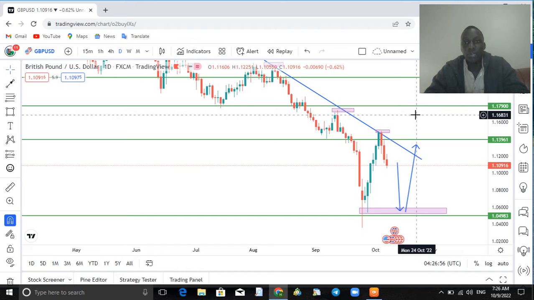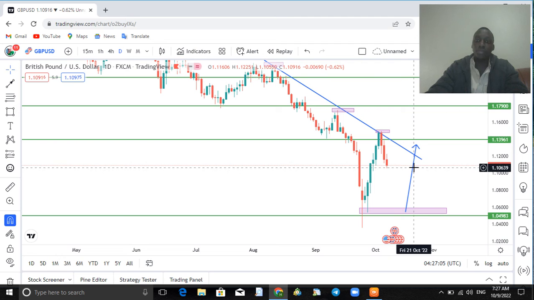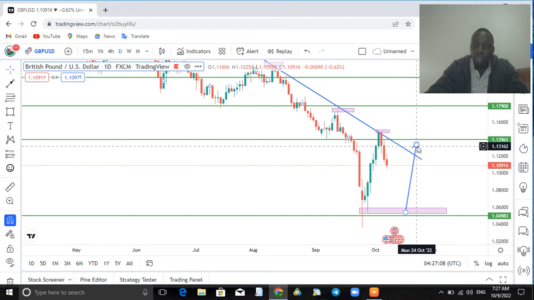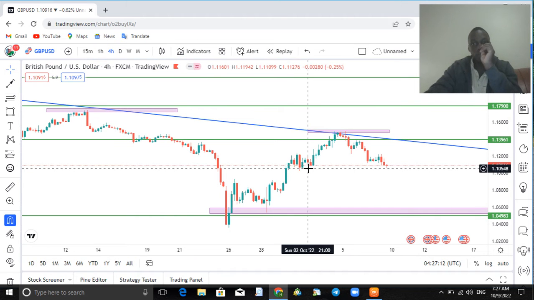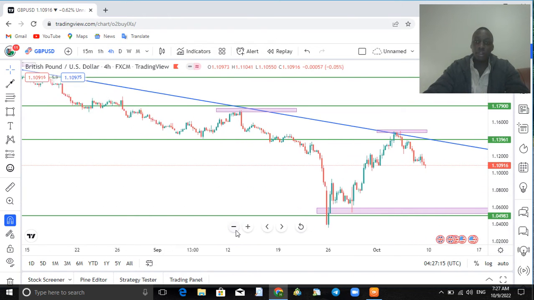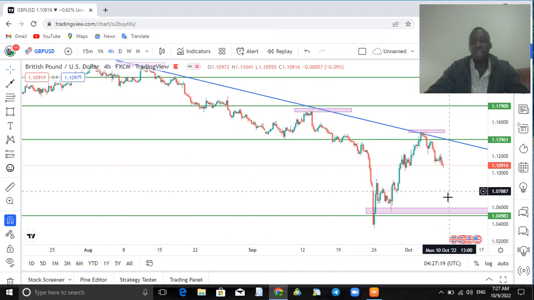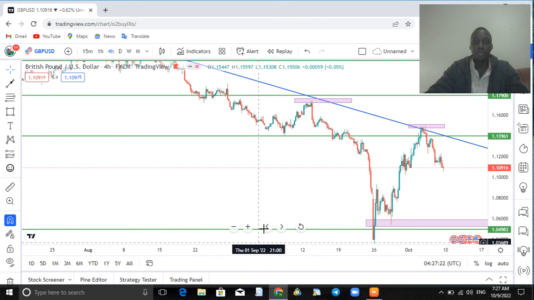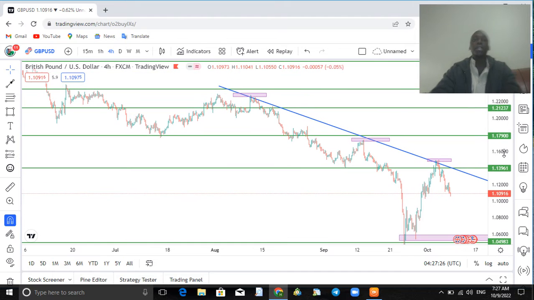Now this double bottom is one of the reversal patterns which you can trade and be profitable. So now I'm going to continue heading down to the 4-hour time frame. In the 4-hour time frame, we are trying to spot a nice pattern which you can trade, because the prices have already indicated that we are still in the downtrend.